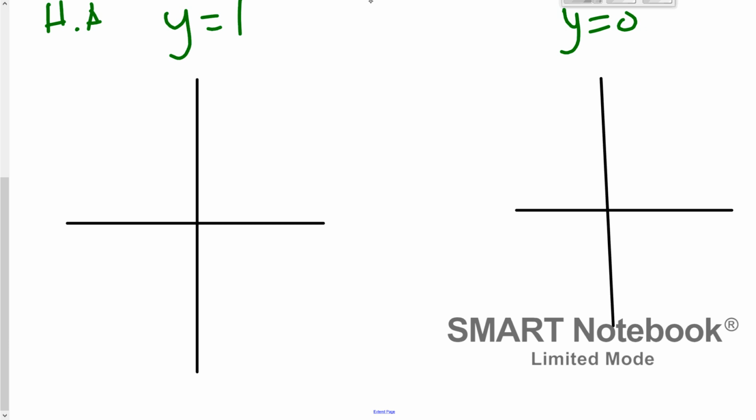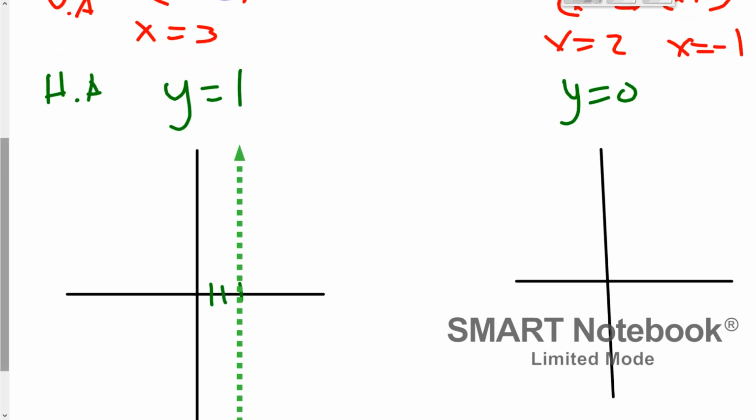Okay, so vertical is x equals 3. So 1, 2, 3. Okay, and for this one, it is 2 of them, x equals 2, so 1, 2, oops, sorry. 1, 2. And x equals negative 1. Okay, so let's put those on. Negative 2, or positive 2, negative 1. Okay, good enough. Okay, horizontal asymptotes at y equals 1 and y equals 0. Let's put those on.